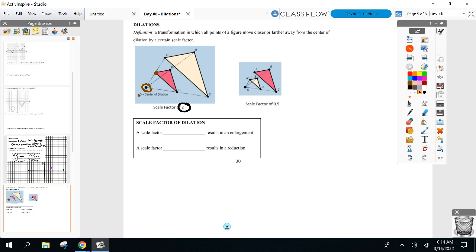So what do you think? If the scale factor blank, it results in it getting bigger. Callum? Under 1? No, for bigger, it's over 1. Over 1. So greater than 1. Yep. So if your scale factor is greater than 1, everyone, it's going to be enlarged. All right? Enlarged.